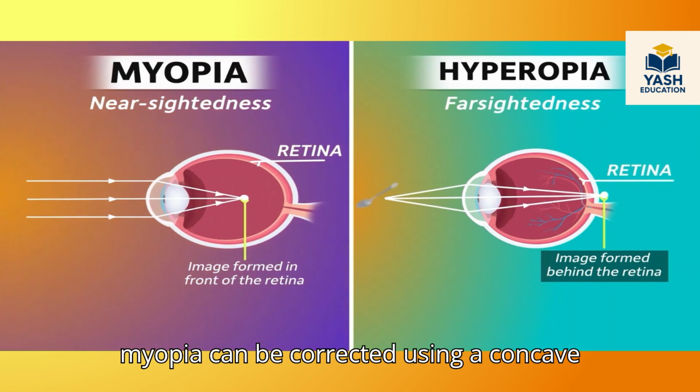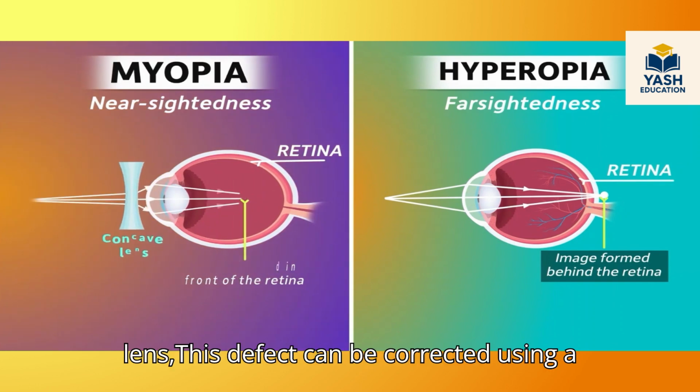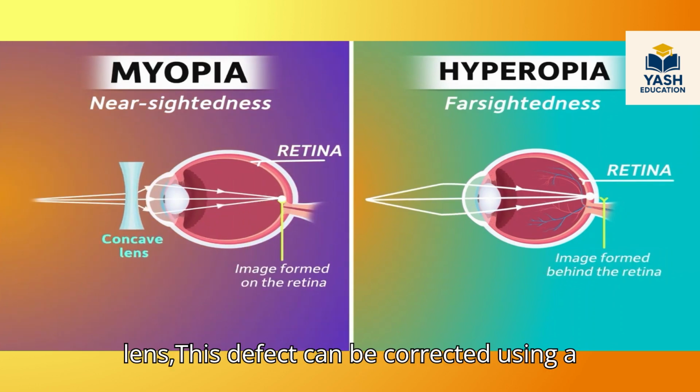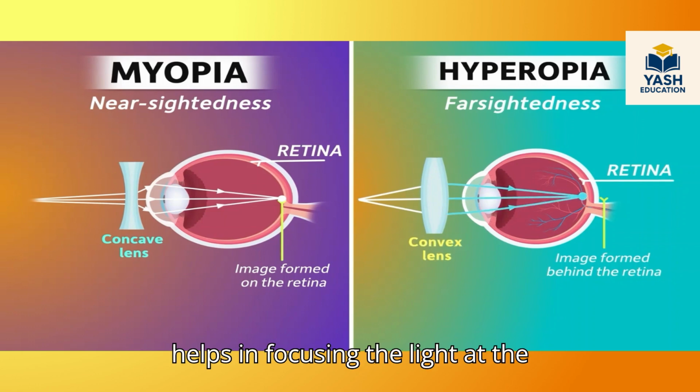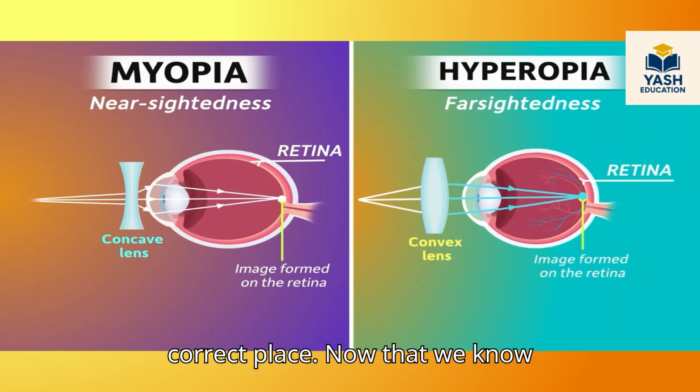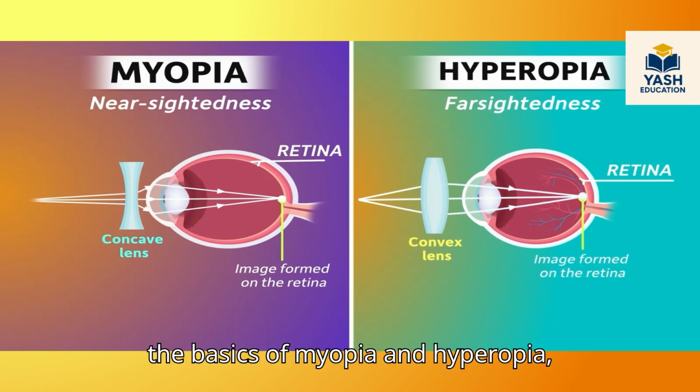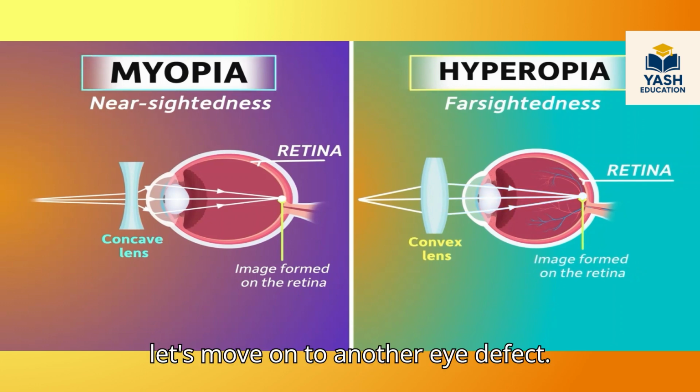And just as myopia can be corrected using a concave lens, this defect can be corrected using a convex lens. The convex lens helps in focusing the light at the correct place. Now that we know the basics of myopia and hyperopia, let's move on to another eye defect.